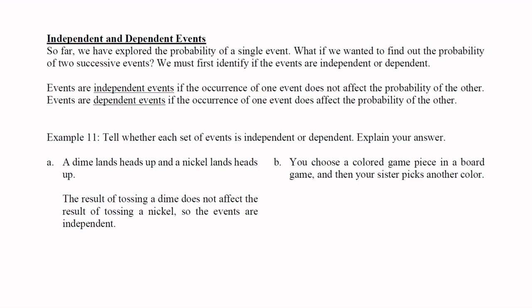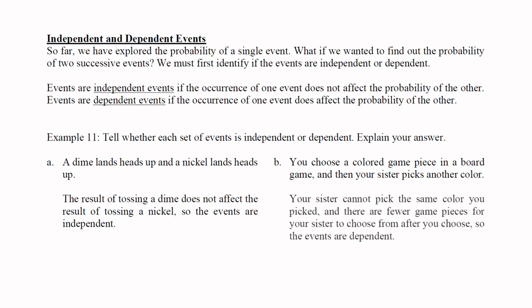For the second example here, you choose a colored game piece in a board game, and then your sister picks another color. Your sister cannot pick the same color you picked, and there are fewer game pieces for your sister to choose from after you choose, so the events are dependent. Her color will depend on the color that you first choose, because once you choose a color, your sister cannot have that color.